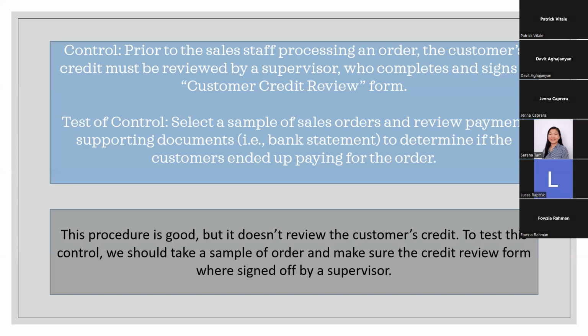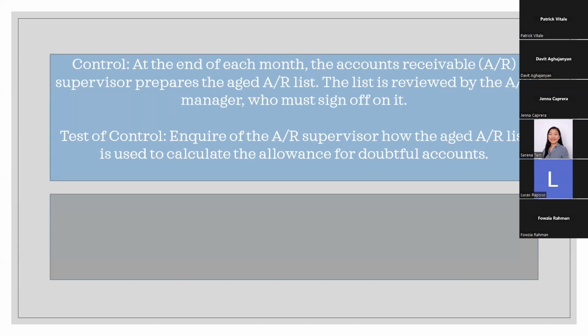Okay. Now question number 2. Control: at the end of each month, the accounts receivable (AR) supervisor prepares the AR list. The list is reviewed by the AR manager, who must sign it off. Test of control: inquire of the AR supervisor how the aged AR list is used to calculate the AFDA.